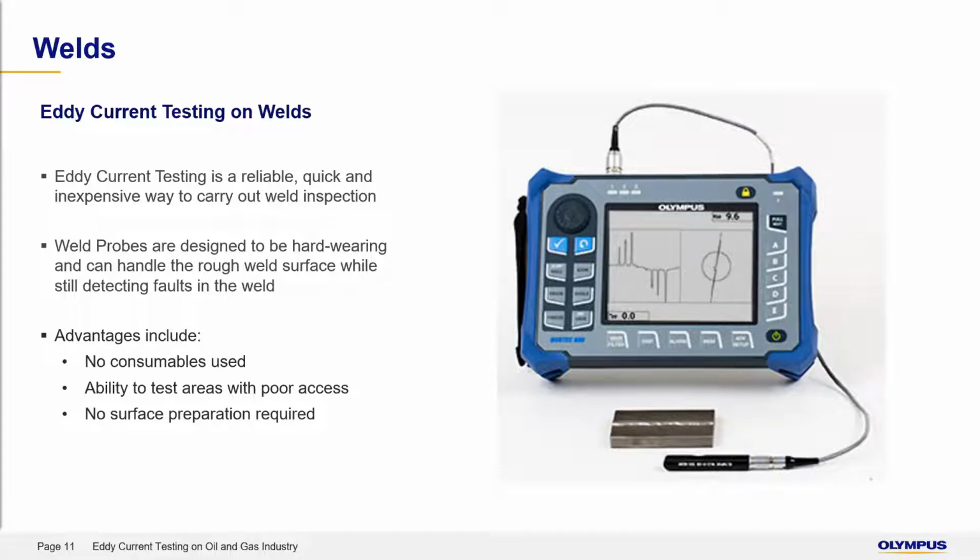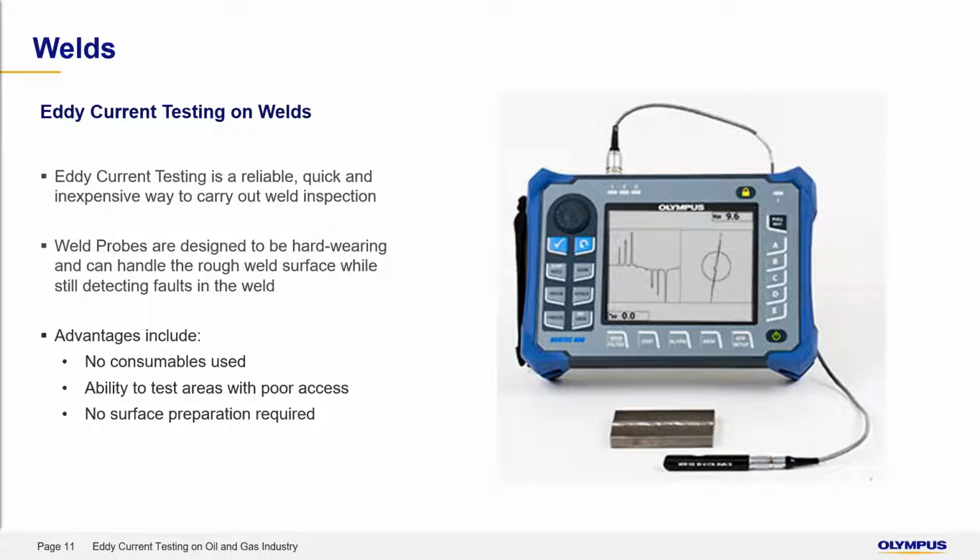The weld probes are designed to be hard-wearing and can handle the rough weld surface while still detecting faults in the weld. Thus, the advantages of eddy current testing are that there are no consumables used, the accumulated cost of which can sometimes be overlooked, minimal surface preparation, and the ability to test areas with poor access.